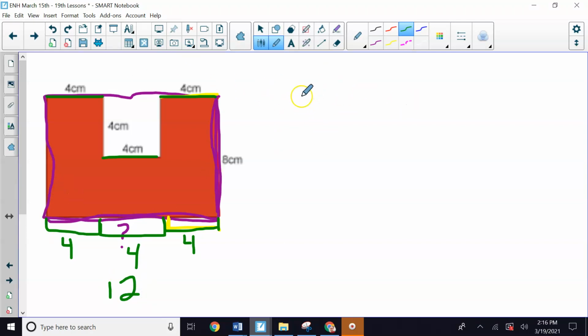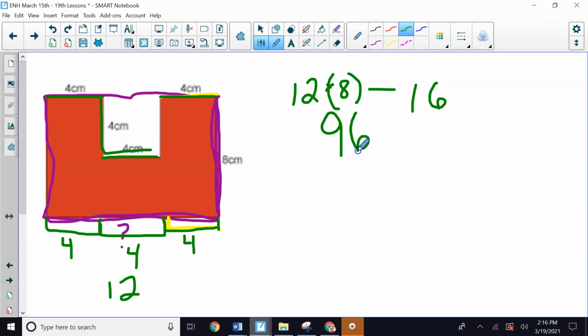So the big rectangle is 12 times 8. Here, let me do that. 12 times 8. Now we have to subtract the small rectangle right here, which is 4 times 4. So that's going to be 16. So 12 times 8 is 96. And we subtract 16. There we have it. 80, and then square centimeters. That's our answer.